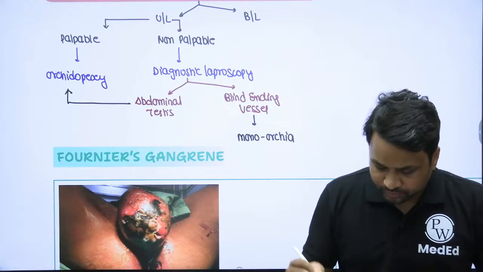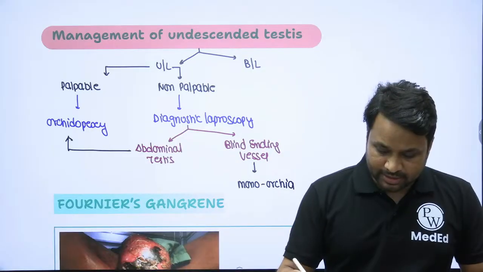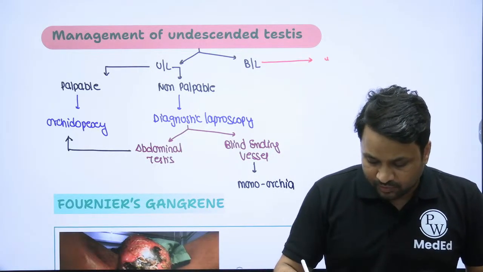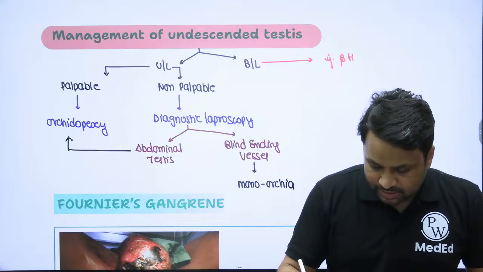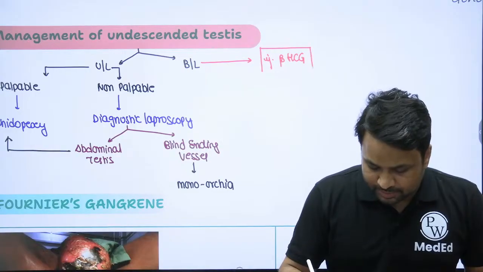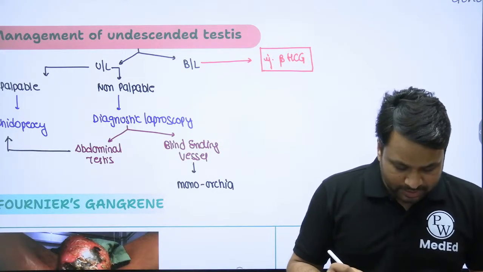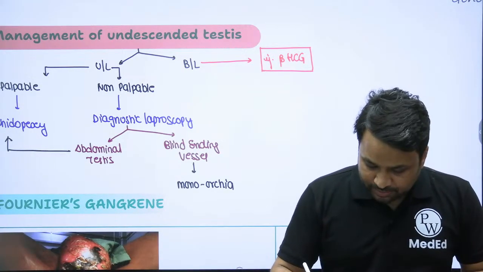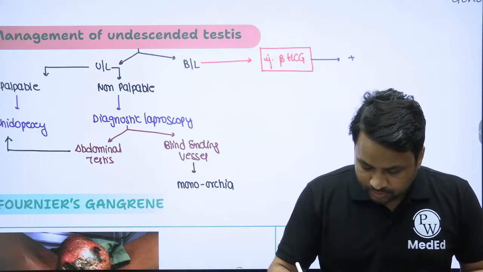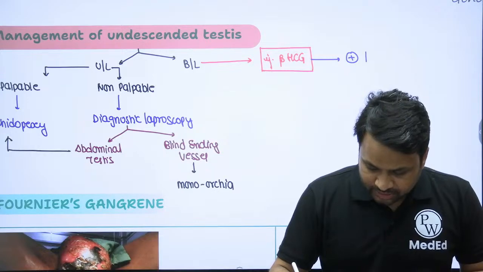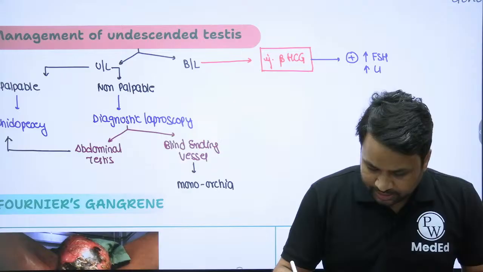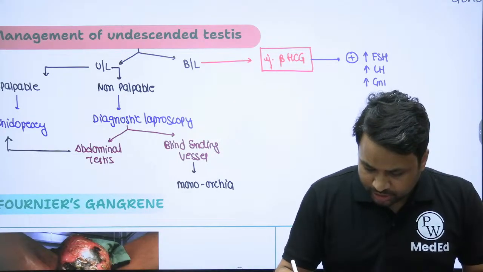monorchia. Now, if it's a bilateral undescended testes, the first thing I should know is whether the testes exist. Is the baby male or female? For that, I will give injections of beta HCG. After giving injections of beta HCG, I will look for the response. Is there any response present or not? So when I say there is presence of response or absence of response, presence indicates that there is increase in FSH, increase in LH and GnRH.